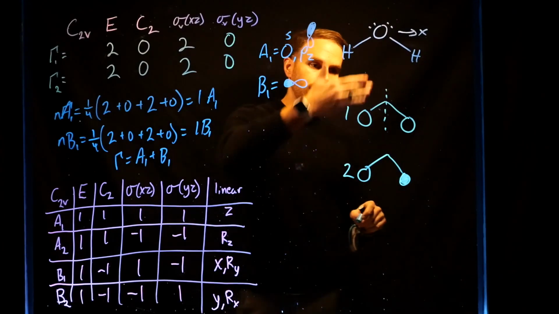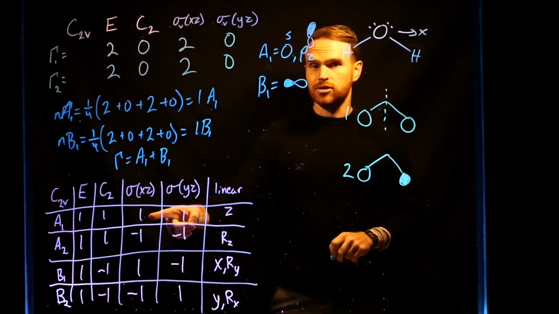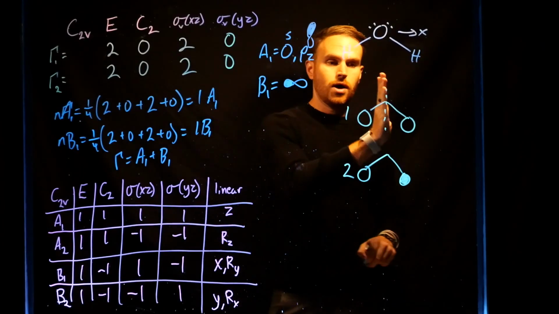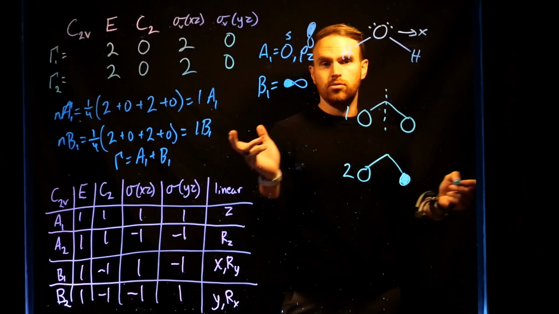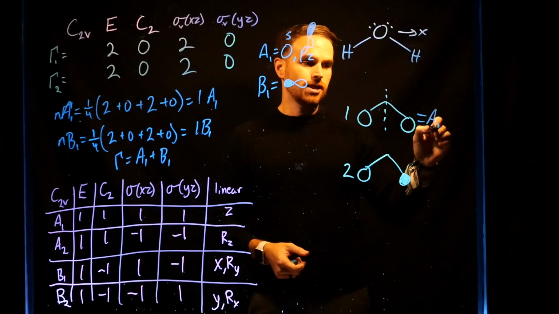The sigma in the XZ plane, which is the screen, everything would still look the same, so that's a 1. And then if we were to do it in the YZ, everything would shift, but they would look identical. So this actually is the A1 representation.